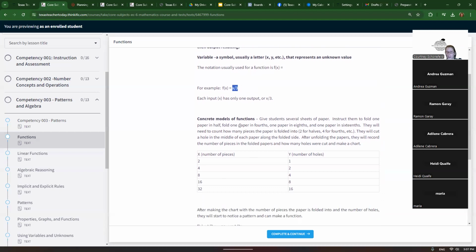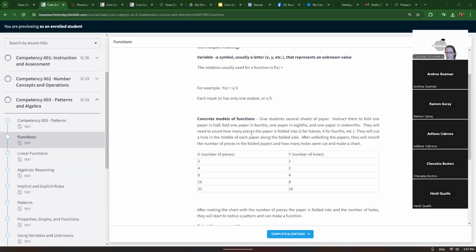So now we need to talk about concrete models of functions. One way we could do this is a fun way. Who's ever made snowflakes out of paper before? Have you done that before, where you cut them? Yeah, that's a fun way to do it. Another thing you can do, maybe it's not really snowflakes, but if you fold a piece of paper and then make one cut at the edge, it's going to open up with different holes. And that's a fun way to do it.